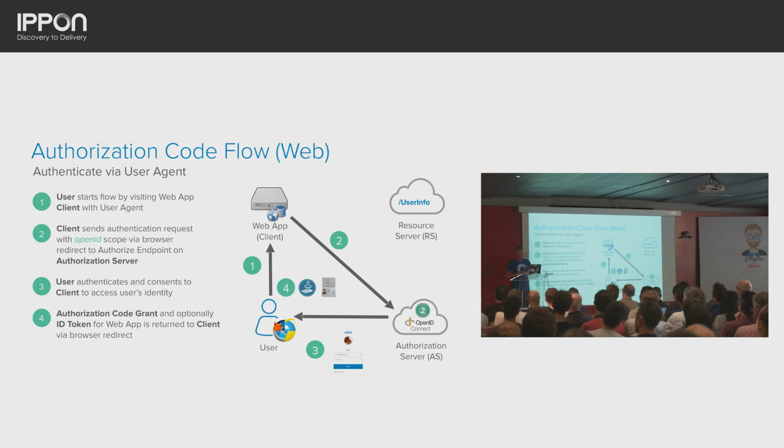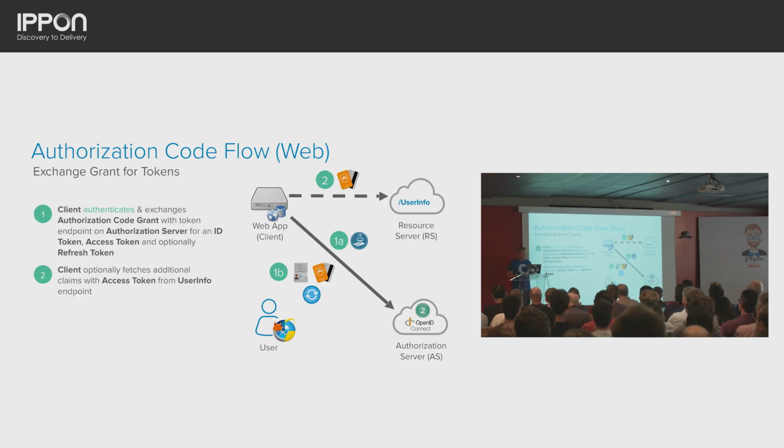And then it sends an authentication request with scopes, and one of those standard scopes is OpenID. Then the user authenticates and consents to the client to say, hey, you can access my identity. Then the authorization code grant comes back. It's actually a code in the URL and optionally an ID token, and it's returned to the client, and then there's another redirect. The client authenticates and exchanges that code for the ID and access tokens, and they can also get a refresh token if they want. So the client optionally fetches additional claims with the access token from the user info endpoint.